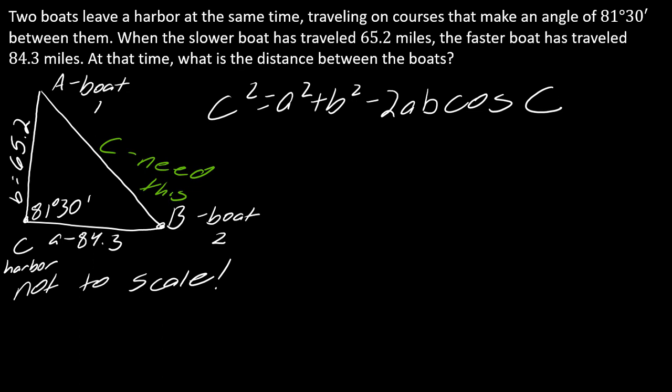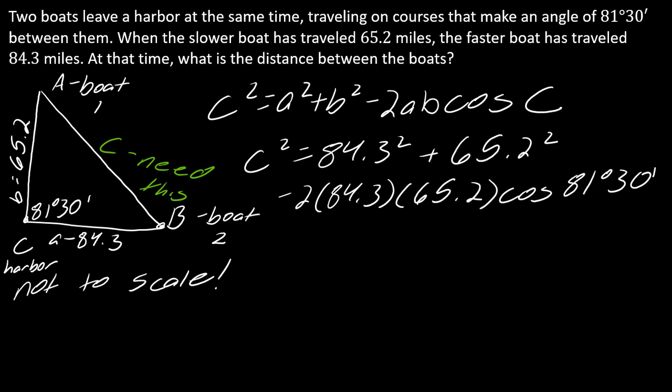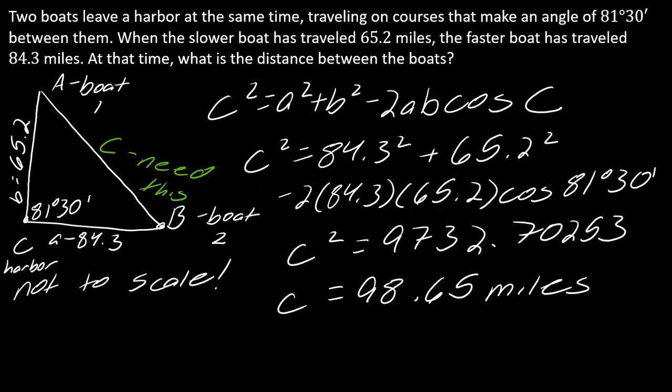So this is one of those types of problems where the key is having the right picture, because once you have the picture, everything else kind of comes together. And you can see you've clearly got a side, an angle, and a side. So side, angle, side is your classic law of cosines. And so then I can just plug everything in. So I plug in my 84.3 and my 65.2, and I just do all my math here, and you can see what my calculations came out to. But what I get is that my C should be 98.65 miles. So that's one type of application problem that you could have.